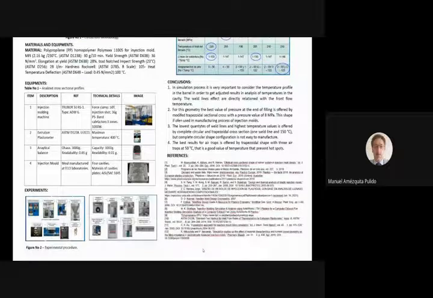Experiments. The first stage of the experiment was to conduct the injection process of the parts. We decided and adjusted the temperature profile. We did the injection process, then determined the melt flow index at the laboratory to verify the value reported by the technical data sheet.